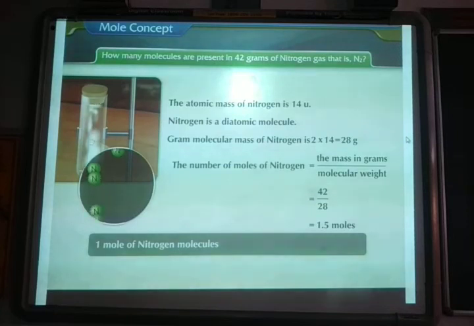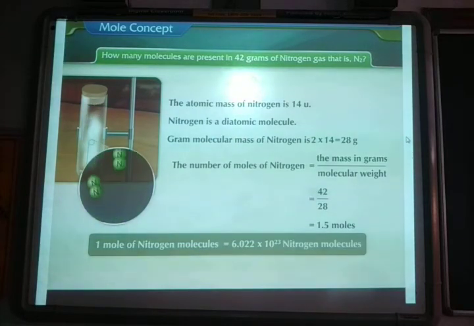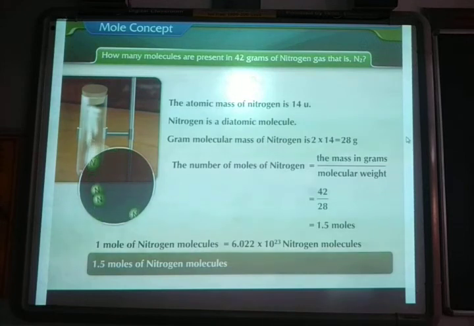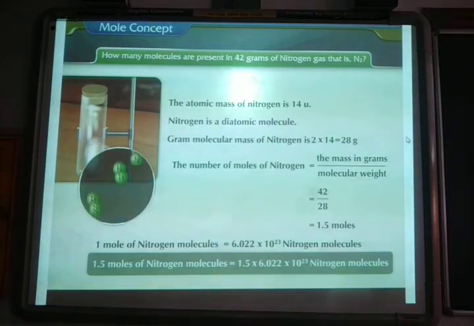Since 1 mole of nitrogen molecules contains 6.022 into 10 to the power 23 nitrogen molecules, 1.5 moles of nitrogen molecules will contain 1.5 into 6.022 into 10 to the power 23 molecules.